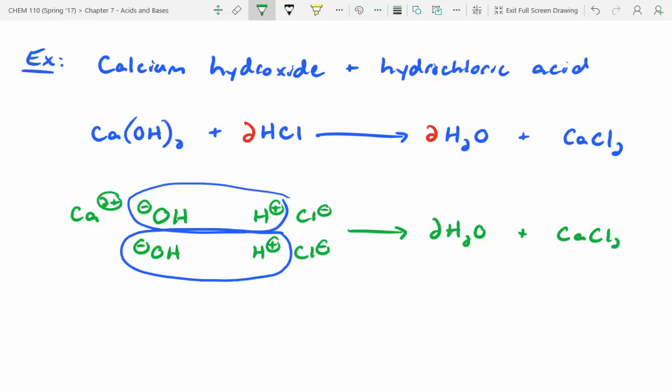So if you do ever have trouble with these, it can oftentimes help to break them all down to their ions, recombine them the best you can to form water, and then see what's left over. Whatever's left over is going to be your salt byproduct.